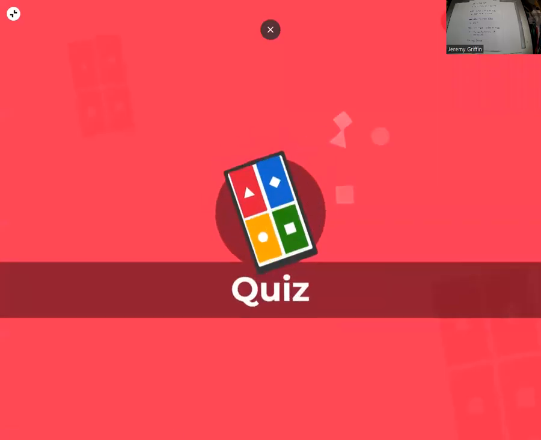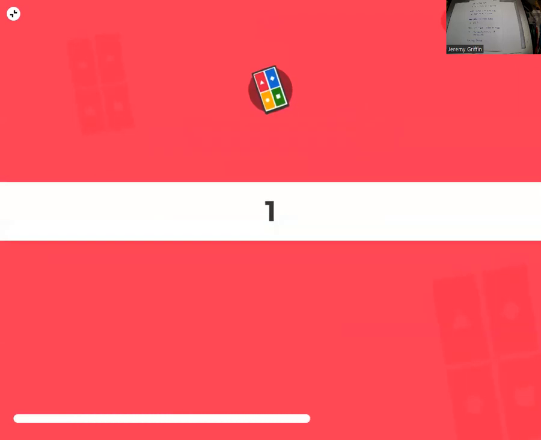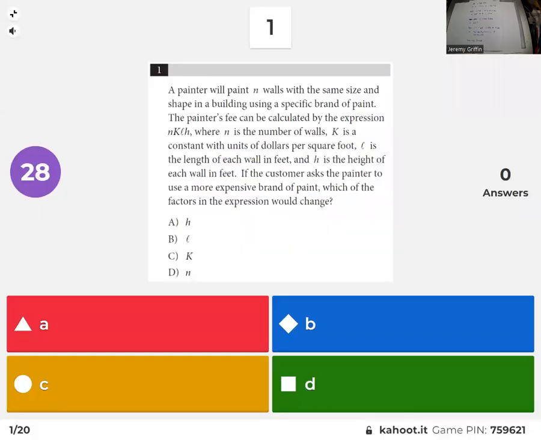And I'll walk you guys through the first few because they're good warm-up questions. A painter will paint N walls, same size, same shape, in a building using a specific brand of paint. The painter's fee can be calculated with N times K times L times H. N is the number of walls, K is dollars per square foot, L is the length, and H is the height. A customer asked for a more expensive brand of paint. Which factor would change? Is it the height, the length, the number of walls, or maybe dollars per square foot?